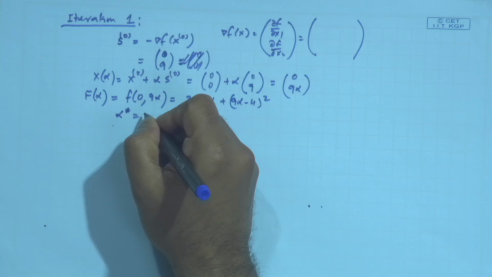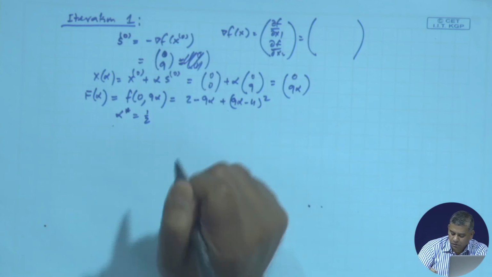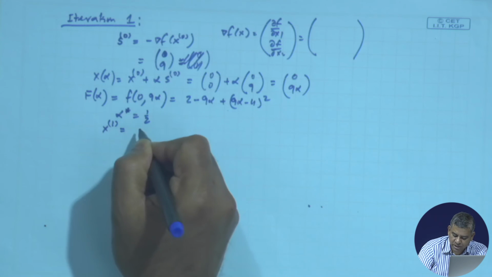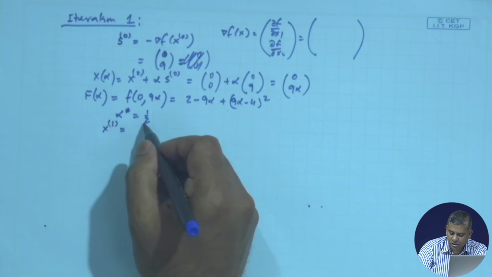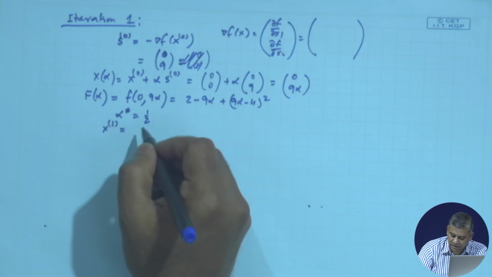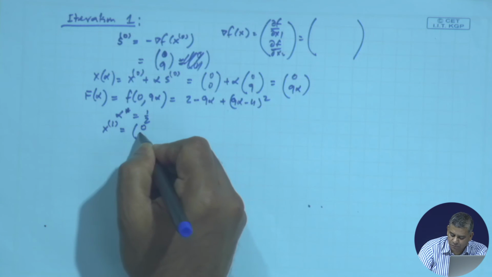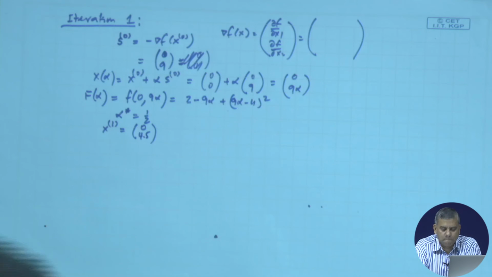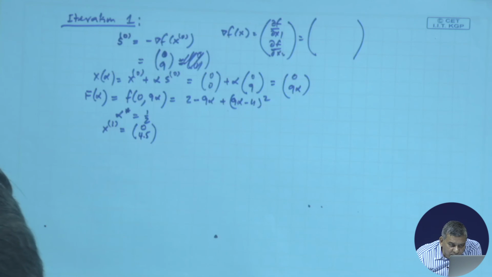Half? Okay, good. So then what is x1? That's your new current point, x1. What is that? You have to substitute 0 and 9 alpha, right? That was a general expression for x alpha. So it will be 0 and 4.5, right? 9 times half. Is that clear? Okay. And that seems to be the point here. 4.5 is somewhere here. So that seems to be okay.